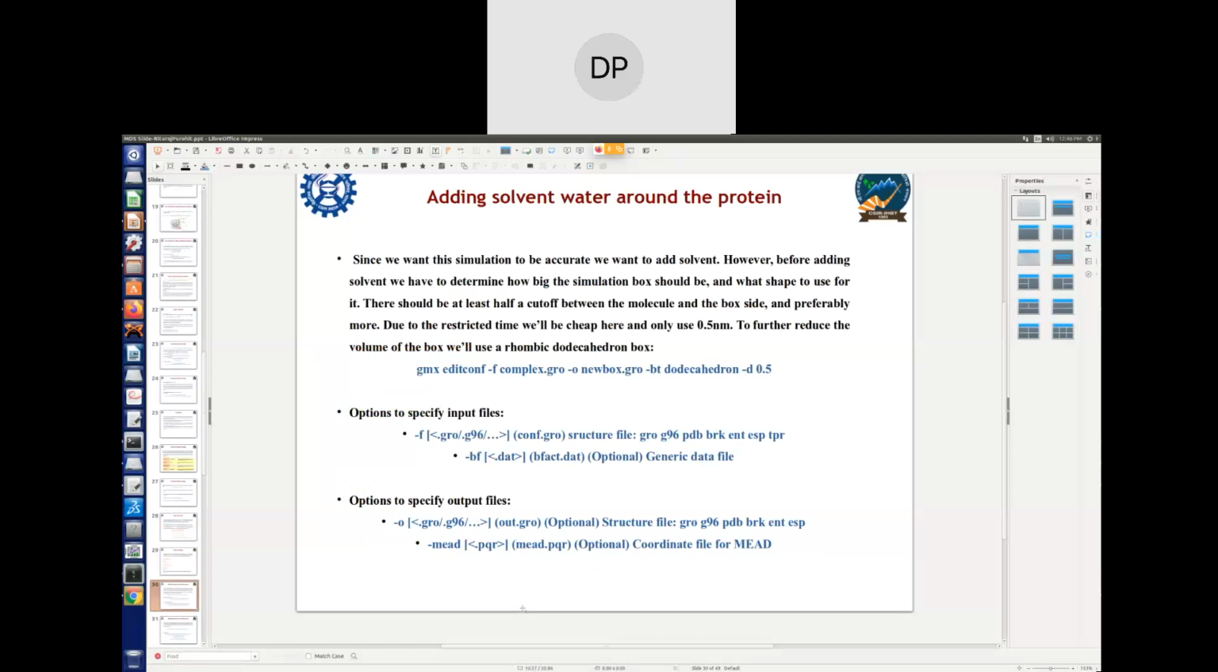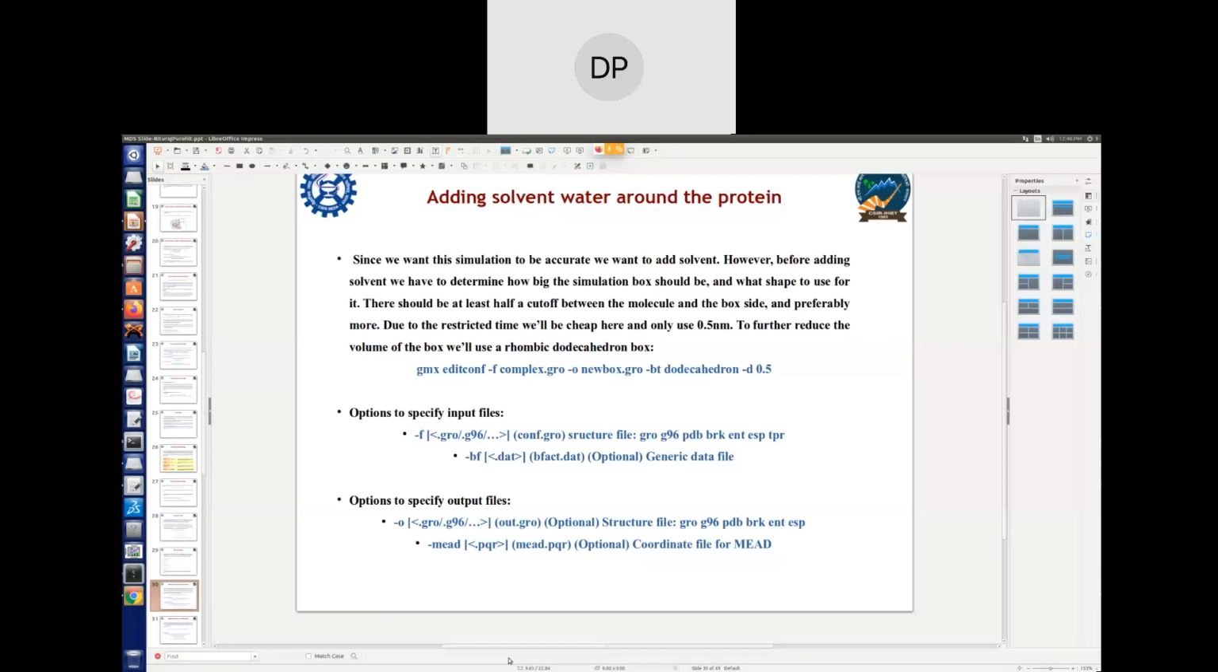Adding solvent, water around the protein. Since we want this simulation to be accurate, we want to add the water. We want to add the solvent. However, before adding the solvent, we have to determine how big the simulation box should be. If the simulation box is very big, then your speed will be slow, because you need to simulate the entire solution, right? The entire solvent, including your complex.